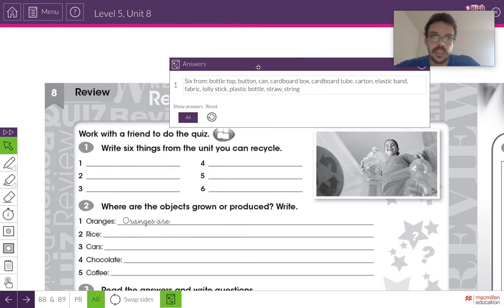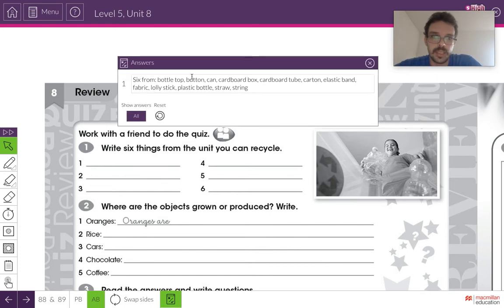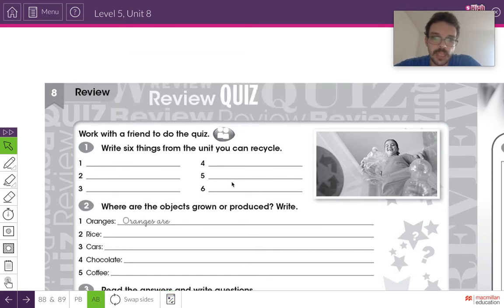So, any of these things: bottle top, button, can, cardboard box, cardboard tube, carton, elastic band, fabric, lolly stick, plastic bottle, straw, string. Okay, so if you've written any of these things, then it's fine. You can recycle these things, all things that we've learned in the unit. If you didn't get all the answers, have a look here and make sure you copy it down. Okay, 6 things you can recycle. Okay, good. Let's continue to exercise 2.